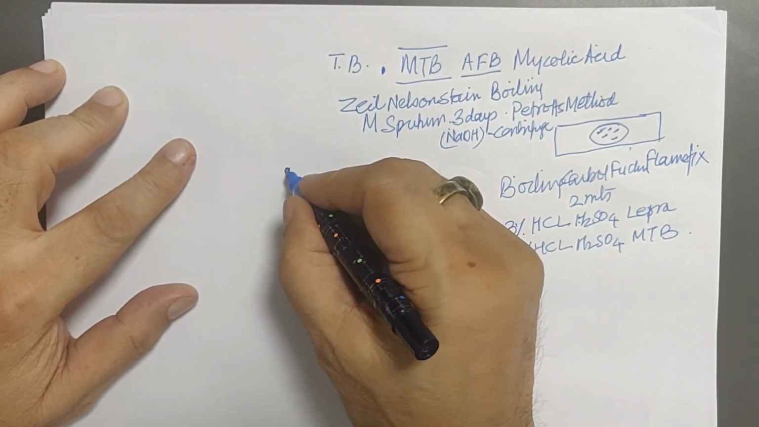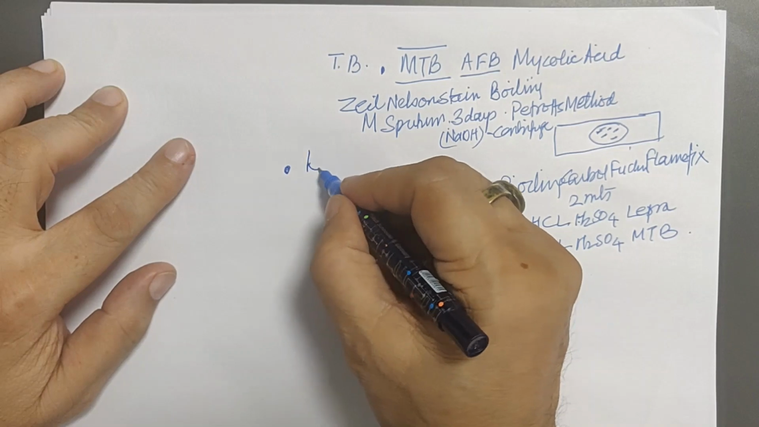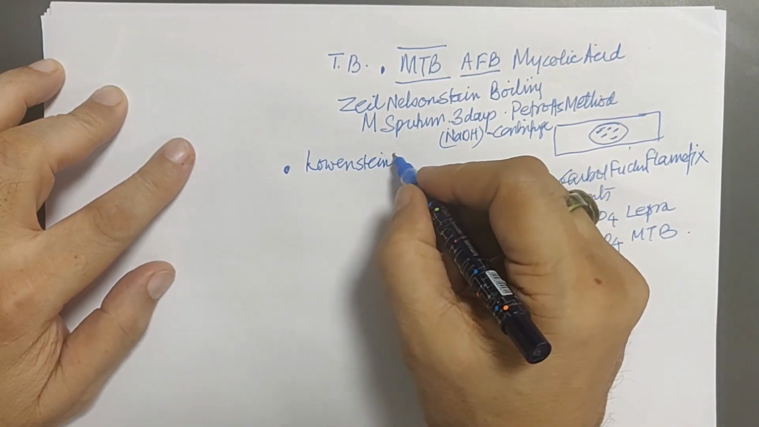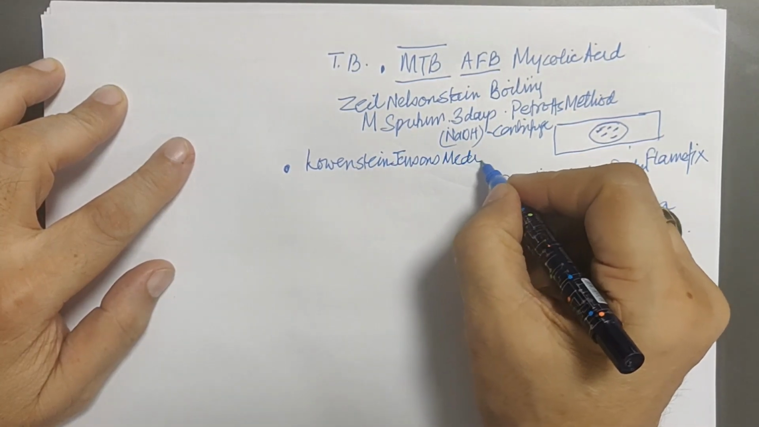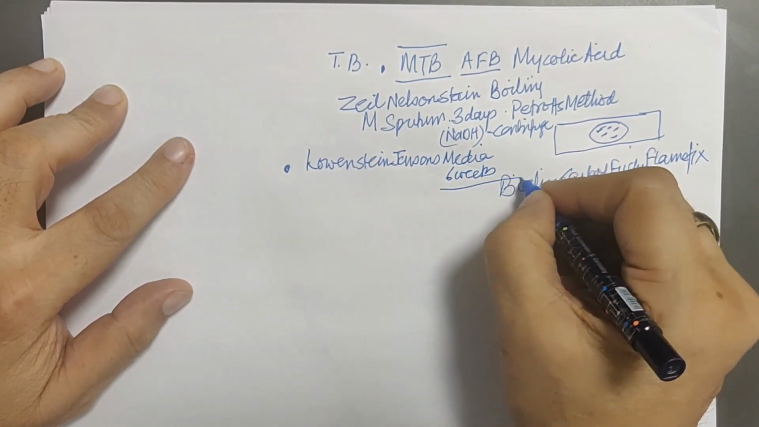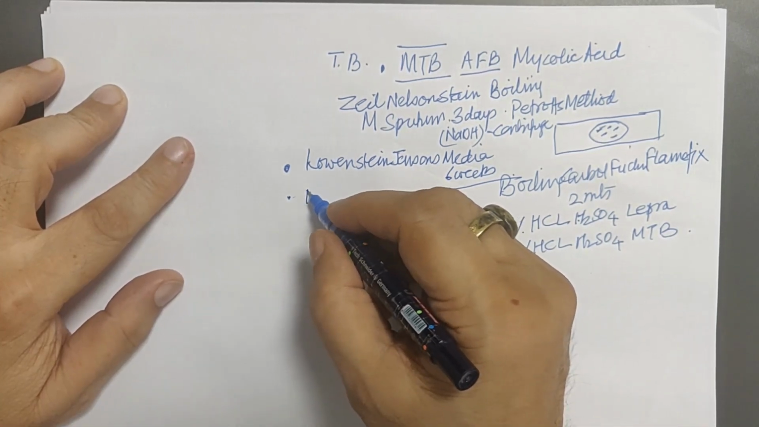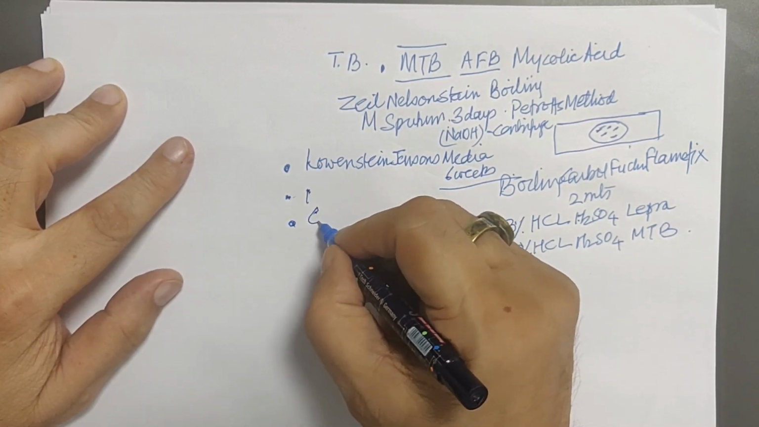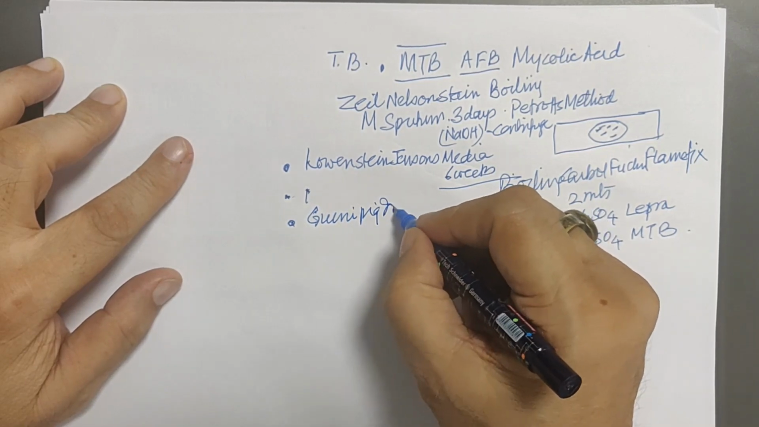Another thing that you may be commonly asked is how to culture it. The basic culture is Lowenstein Jensen's media, which takes about 6 weeks to report. There is another, faster culture method, but the most sensitive culture method is guinea pig inoculation.